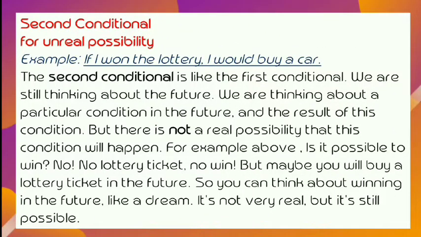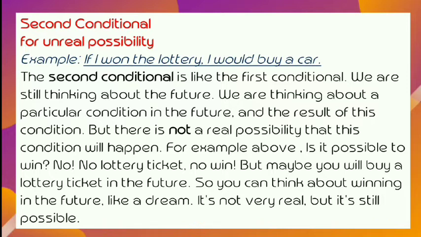Second conditional. For unreal possibility. Example, if I won the lottery, I would buy a car. The second conditional is like the first conditional. We are still thinking about the future. We are thinking about a particular condition in the future and the result of this condition, but there is not a real possibility that this condition will happen. For example above, if I won the lottery, I would buy a car.